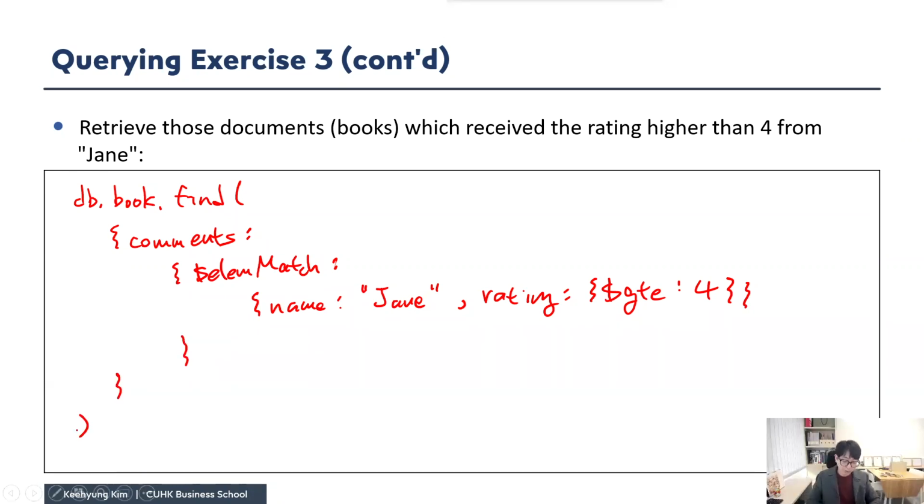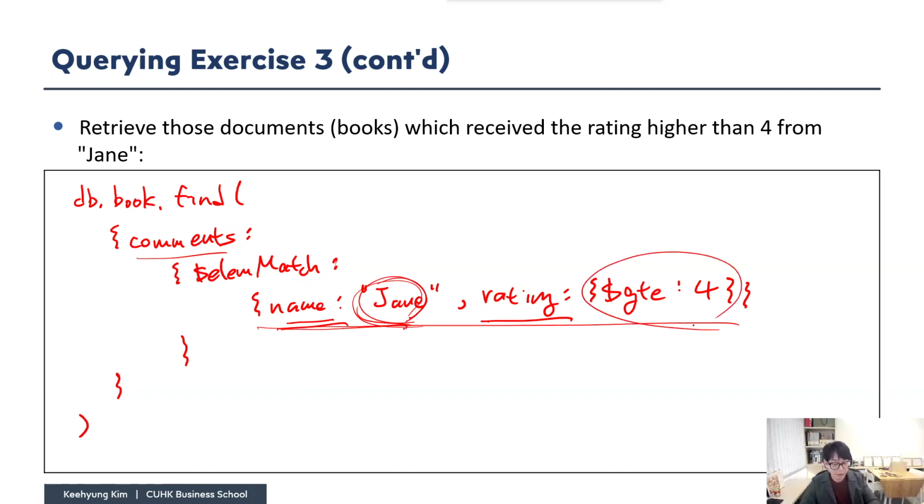So that's it. Basically, what we want to do is compare the comments field because the comments field contains a list of elements. So we want to apply this condition on each element. The comment name must be Jane, and the rating should be higher than 4 or equal to 4, like this. So this will be the solution for this coding exercise 3.